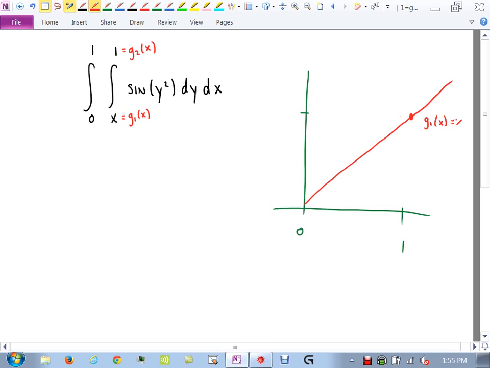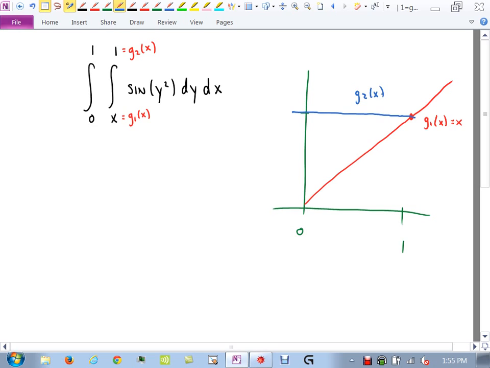G1 of x equals x. Now, what does g2 of x look like? G2 of x is 1. It's the horizontal line that passes through 1. So it would look like this. So that's g2 of x. Right? And so it makes perfect sense that that right there is a type 1 region, isn't it? But it is also a type 2 region, isn't it?